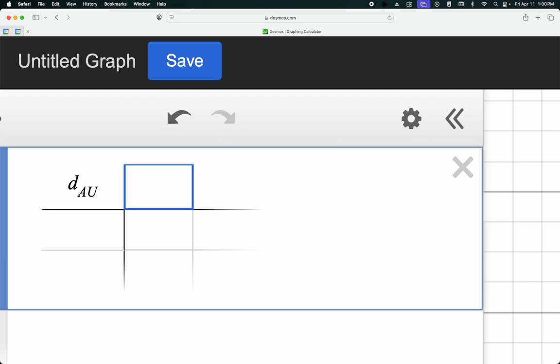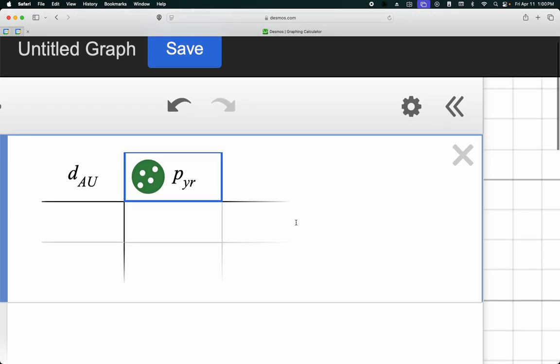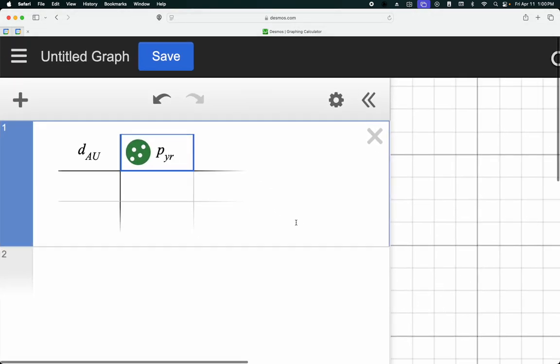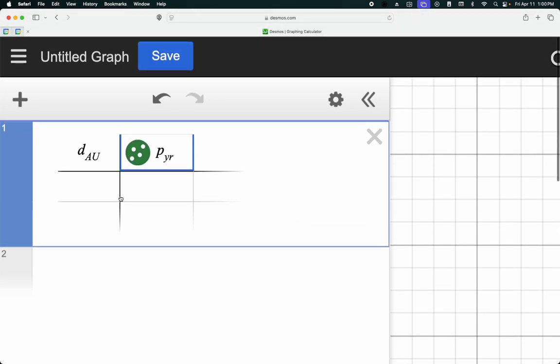And the next one is going to be the period in years. So I do lowercase p, and then underscore, and then YR. That gives me a different variable here. And then I'm going to go and look up astronomical data. So my first row is going to be for Mercury, and then Venus, and then Earth.